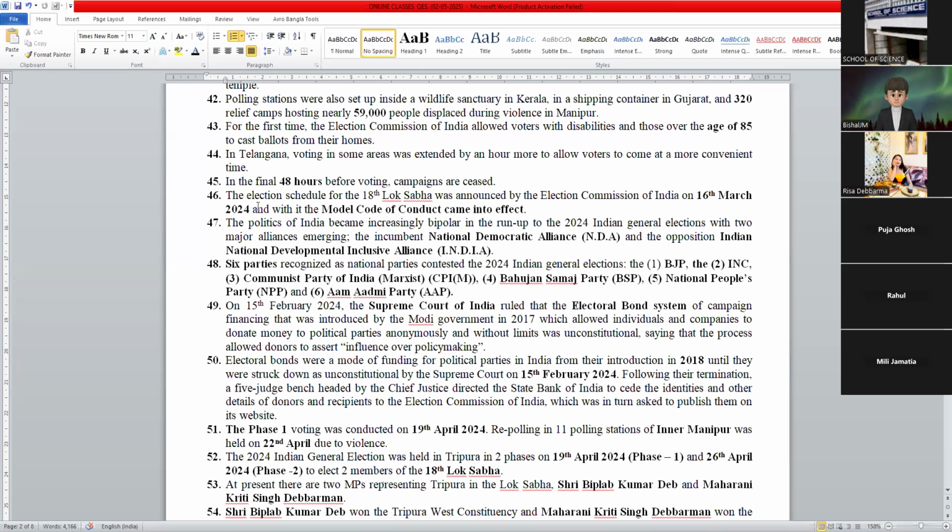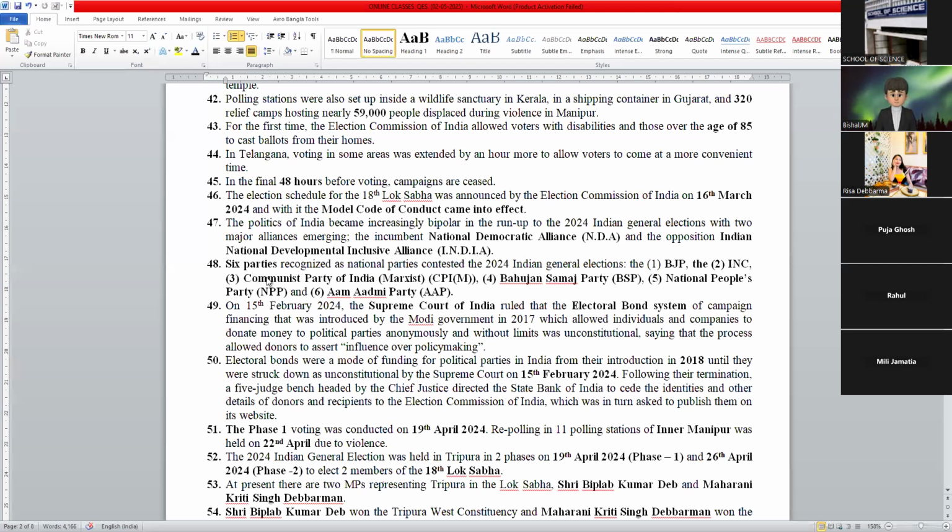Point number 46. The election schedule for the 18th Lok Sabha was announced by the Election Commission of India on 16th March 2024, and with it, the Model Code of Conduct came into effect. So, the Model Code of Conduct for the 18th Lok Sabha elections came into force on 16th March 2024. Point number 47. The politics of India became increasingly bipolar in the run-up to the 2024 Indian general elections, with two major alliances emerging. The incumbent National Democratic Alliance, what we say NDA, and the opposition Indian National Development Inclusive Alliance, called INDIA.